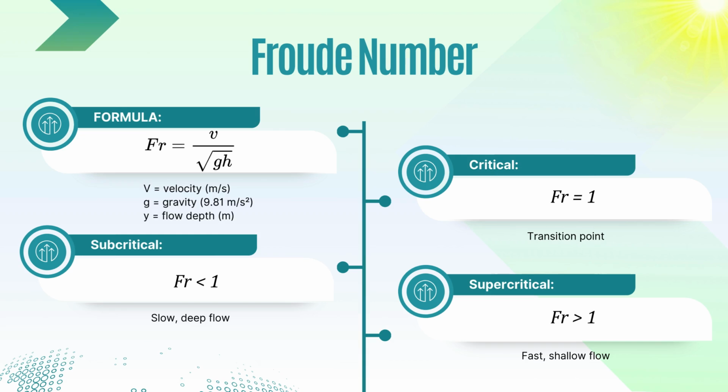When Froude number is greater than 1, the flow is supercritical, which means water is moving fast, often shallow, and harder to control, like water in steep mountain streams or drainage chutes. Knowing the Froude number helps engineers design safer, more efficient water systems by predicting flow behavior.